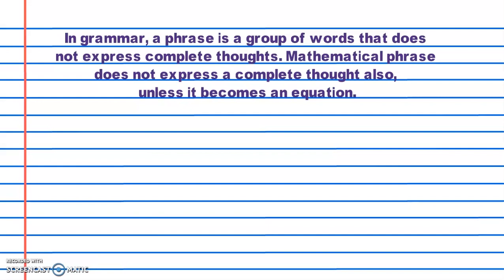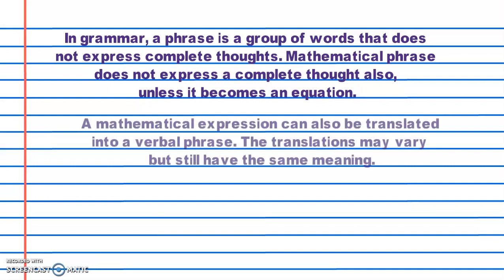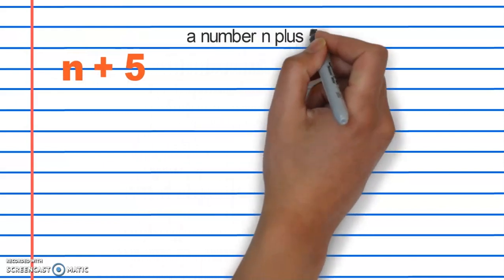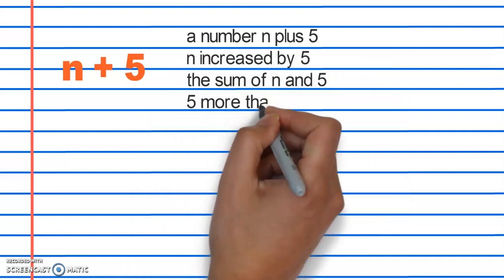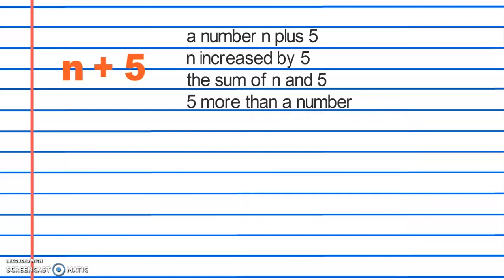In grammar, a phrase is a group of words that does not express a complete thought. A mathematical phrase does not express a complete thought also, unless it becomes an equation. A mathematical expression can also be translated into a verbal phrase. The translations may vary but still have the same meaning. Let us have an example, n plus 5. It can be translated to a number n plus 5, n increased by 5, the sum of n and 5, 5 more than a number.